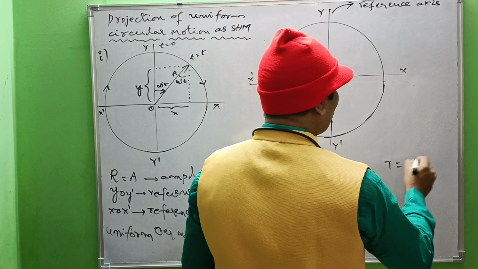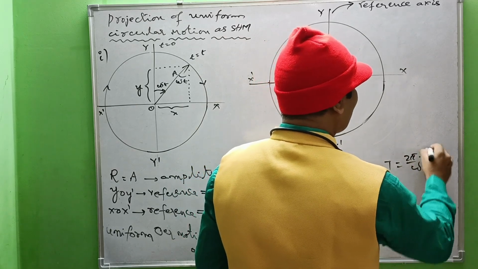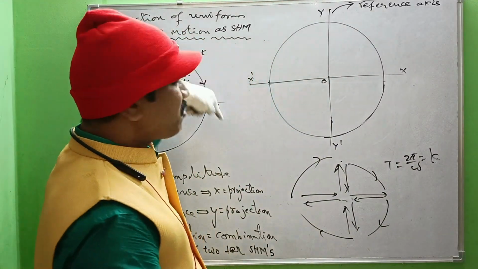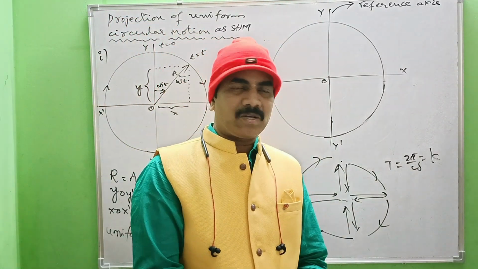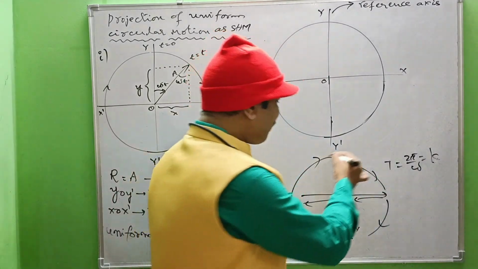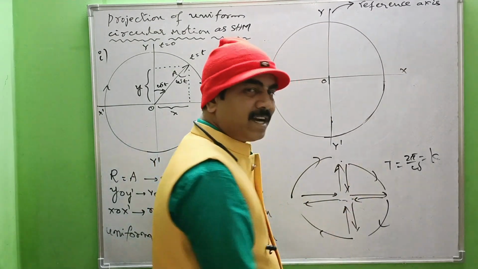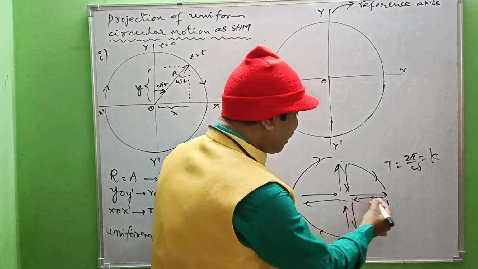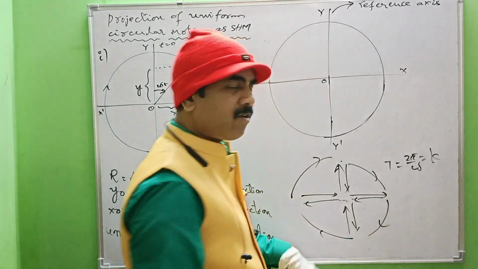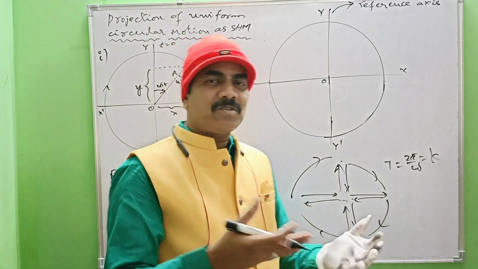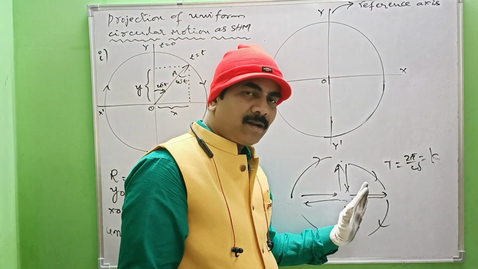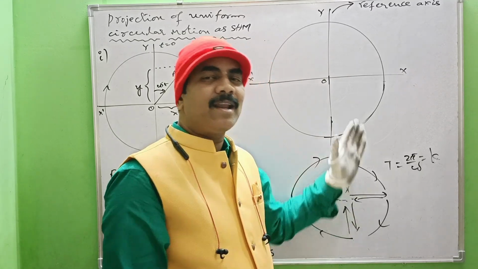The T equal to 2 pi by omega, that is constant. Why? Because here the speed of the particle in circular path is constant. Why? Because that is uniform circular motion. As speed is constant, T equal to 2 pi by omega is also constant. So the time period of the revolution of the particle is constant, which implies that the time period of oscillation of the projections is also constant. So that means the motion of the projection repeats itself at regular intervals.